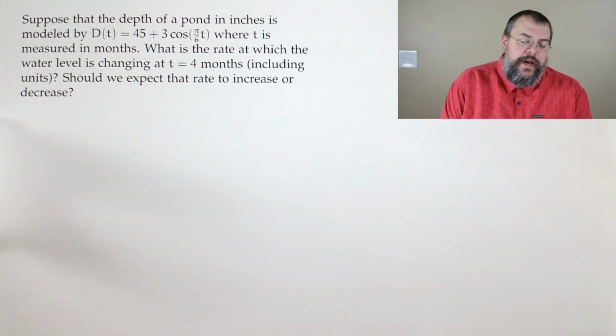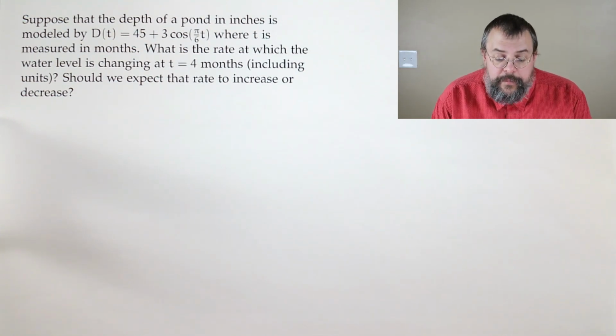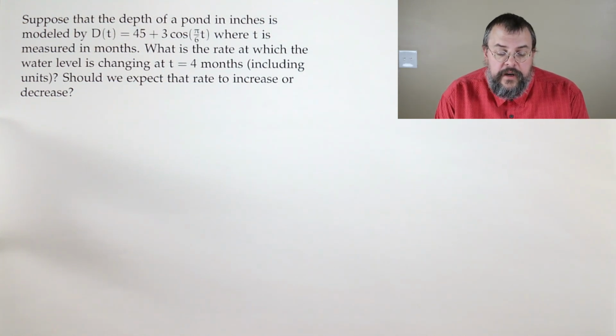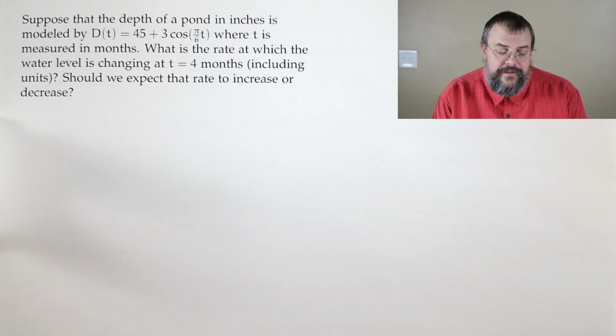So what do we have? Suppose that the depth of a pond in inches is measured by d of t is 45 plus 3 cosine of pi over 6 t, where t is measured in months. What is the rate at which the water level is changing at t equals 4 months? And you've got to include units.